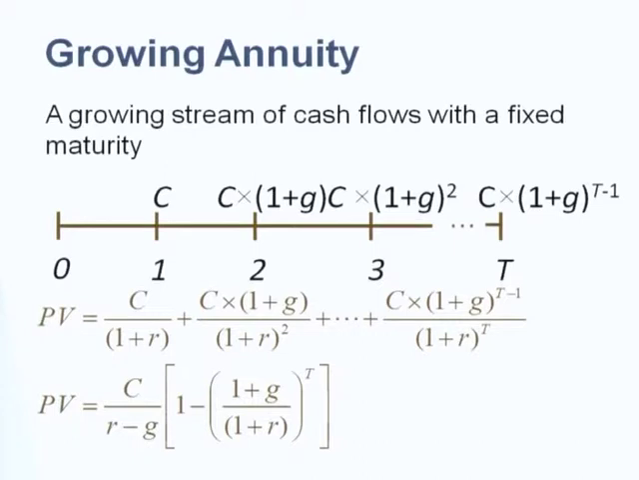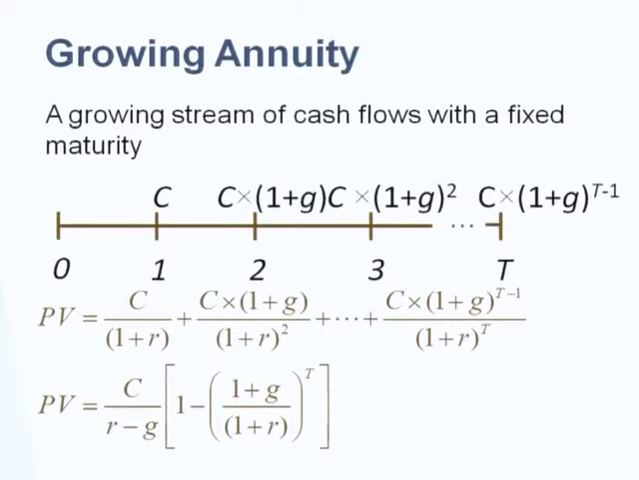Same thing, same concept, until maturity at time T. You take C multiplied by 1 plus G to the power of T minus 1. At time T, this is your cash flow, C multiplied by 1 plus G to the power of T minus 1, but you have to divide by 1 plus R to the power of T. It might take many hours to get to the solution.